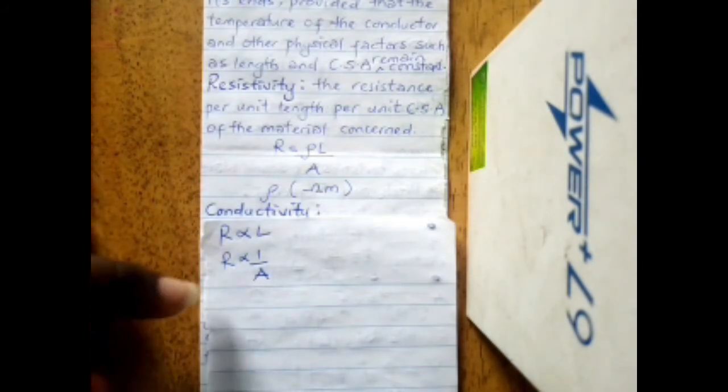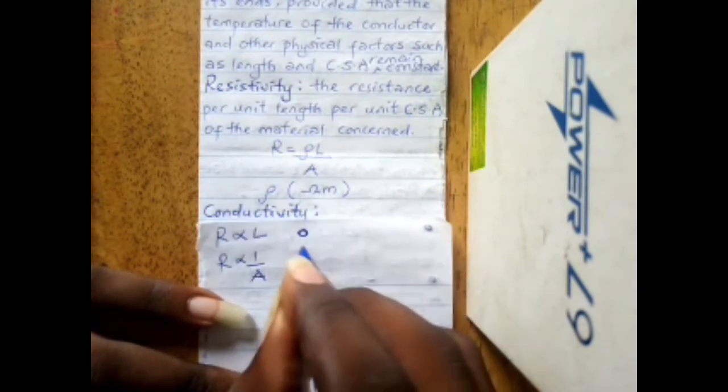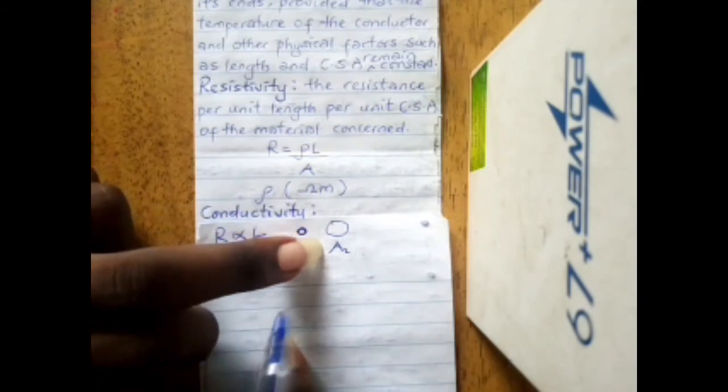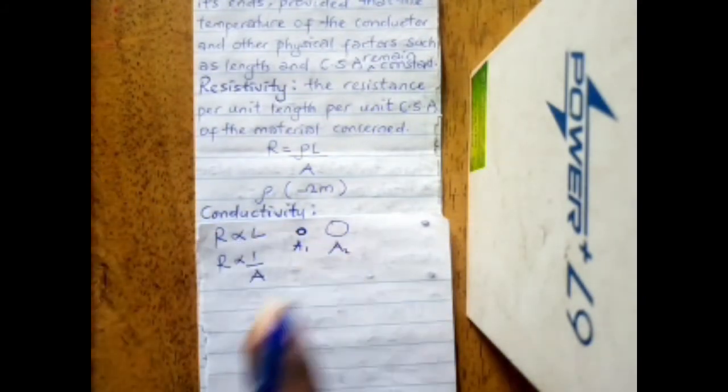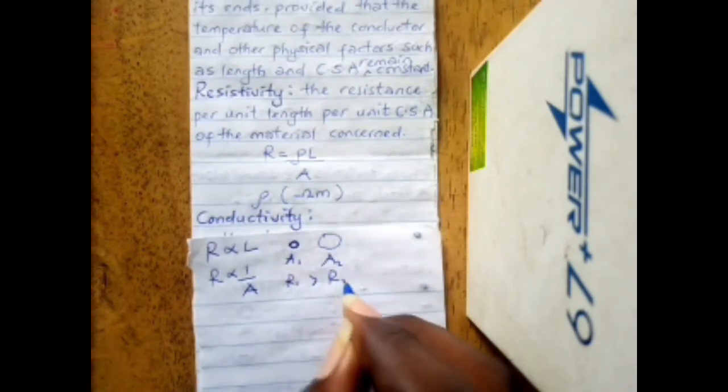The resistance is directly proportional to the length. As the length of the conductor increases, the resistance increases also. But resistance is inversely proportional to area. The larger the cross-sectional area of the conductor, the lesser the resistance. So for a conductor of cross-sectional area A1 and another of cross-sectional area A2, the smaller one has a higher resistance compared to the one with a larger cross-sectional area, which has a lower resistance. So the resistance here is greater than the resistance here.